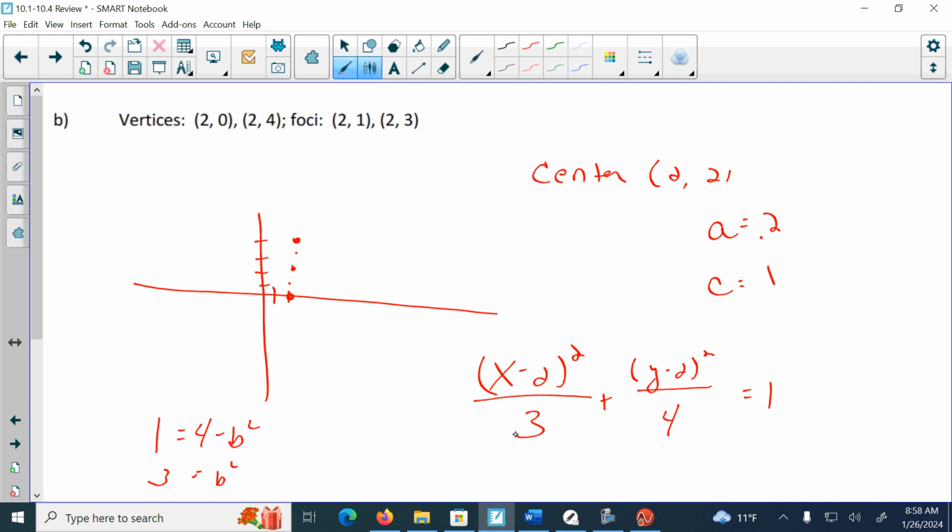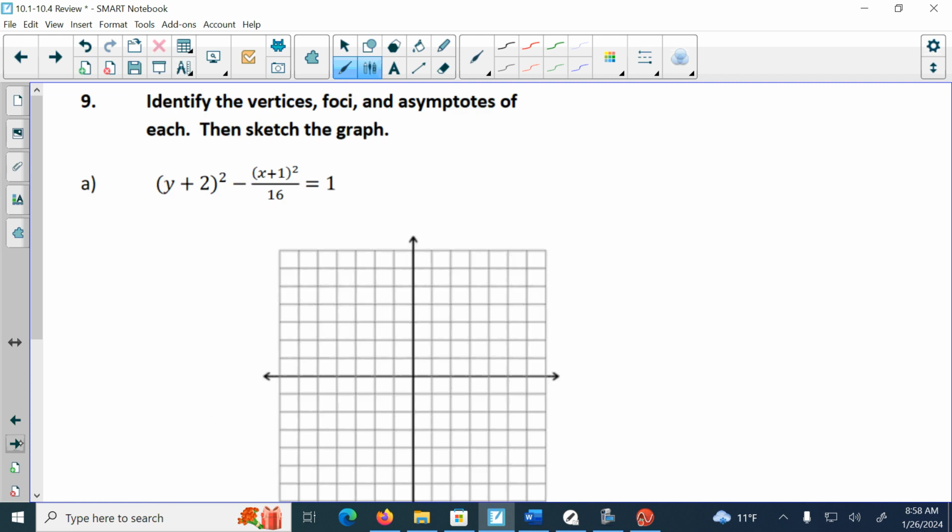Okay, moving on. Identify the vertices, foci, and asymptotes of each. So now I'm into a hyperbola. If I'm looking at this hyperbola, this is understood to be over 1.